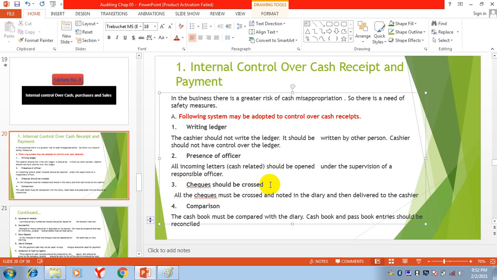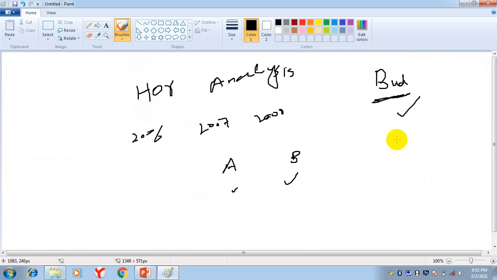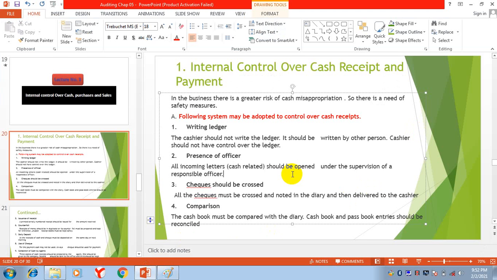Checks should be crossed. You know about a cross check. A cross check is a check on which, on the right side or the left side, two lines are drawn. This shows that this check is a cross check. So all checks must be crossed and noted in the diary.